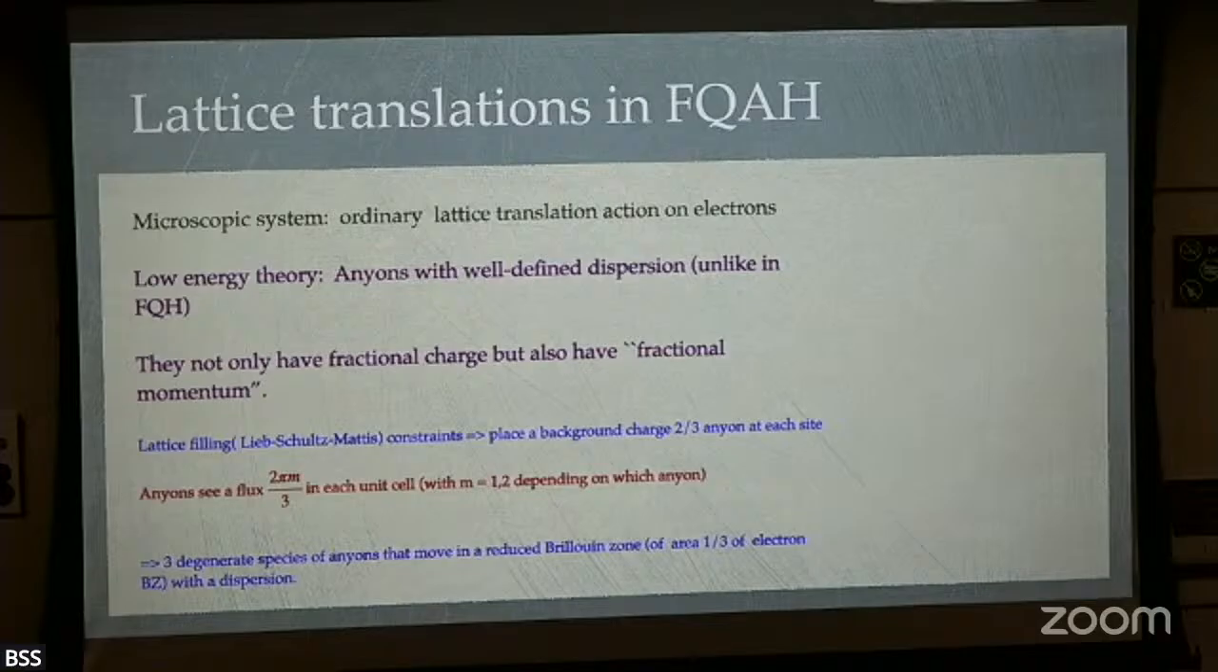Now, in the low energy theory, unlike in the fractional quantum Hall, this means that the charged excitations, which are the anyons, now have a well-defined dispersion in the Brillouin zone. Right? In the Landau level quantum Hall effect, that doesn't happen. But here, the anyons will have well-defined momenta and well-defined dispersion. Now, not only do these anyons have fractional charge, but they also have, in a certain precise sense, fractional momentum. Okay, so let me explain what that story is.